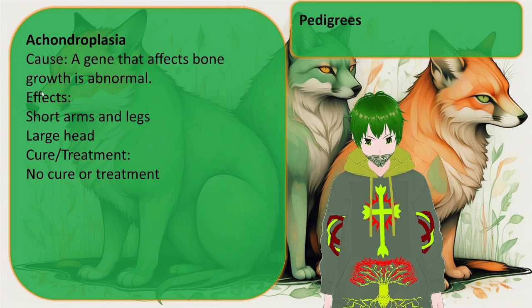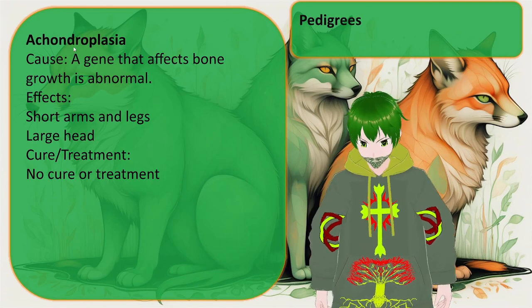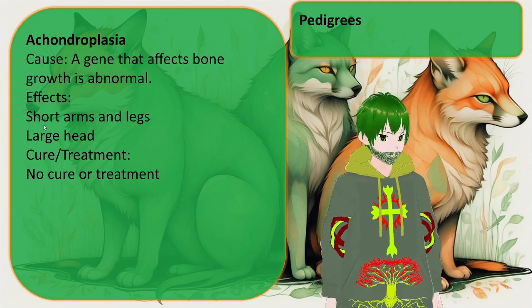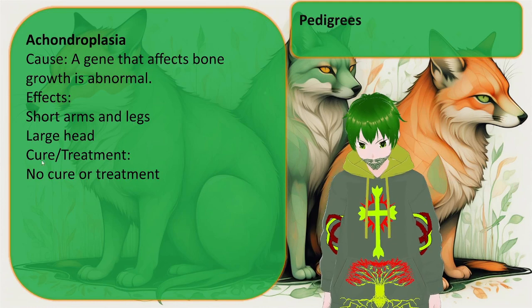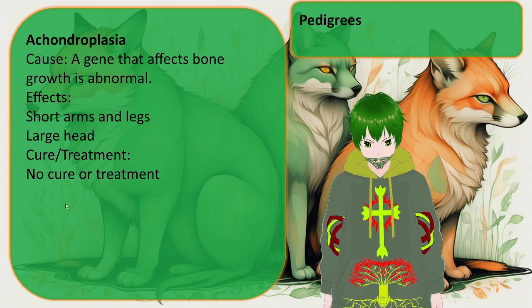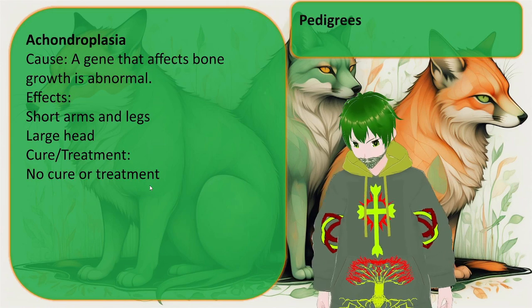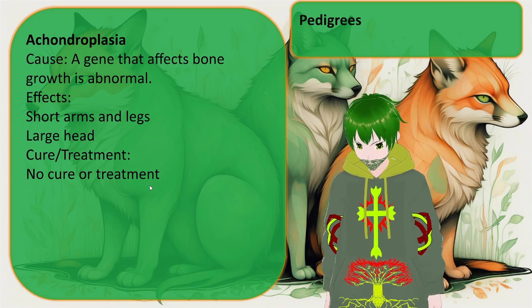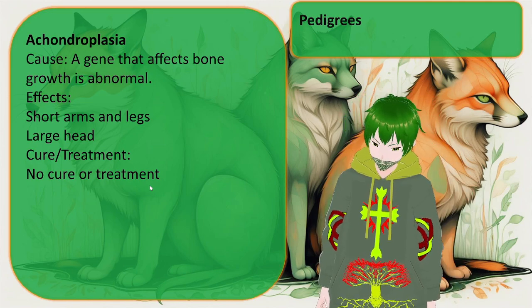Achondroplasia is an interesting disease. It has to do with a defect in a gene that relates to bone growth. And so you tend to have shortened arms, shortened legs, and an enlarged head. There's no treatment, though this doesn't tend to be fatal. It just causes a lot of pain and discomfort pretty much your entire life.